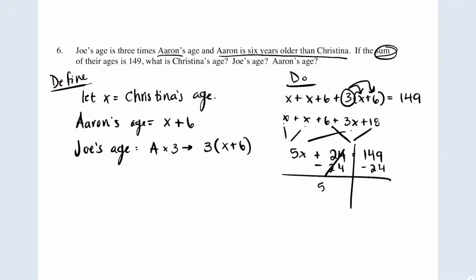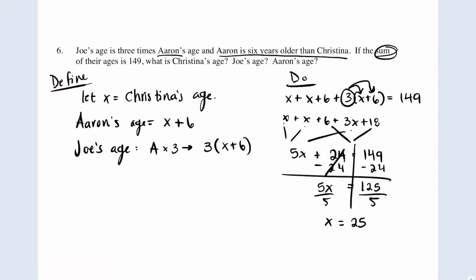And these 24s are going to cancel out, so I'm just going to bring down my 5x. And here I am left with 4 minus 2 is 2, 9 minus 4 is 5. And so I'm left with 125. I'm going to divide both sides by 5. So I'm left with x is equal to 25.